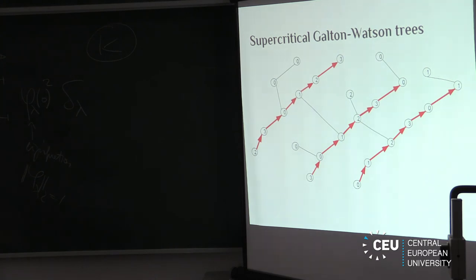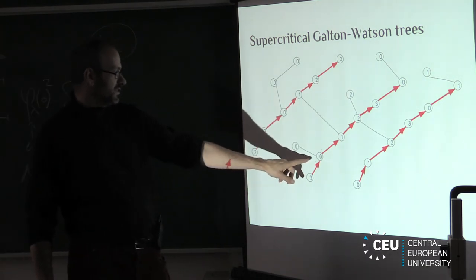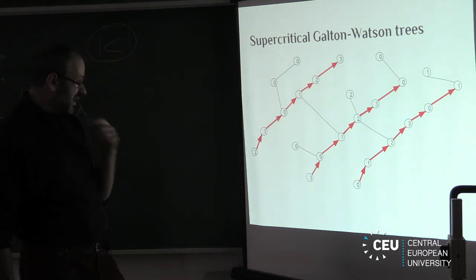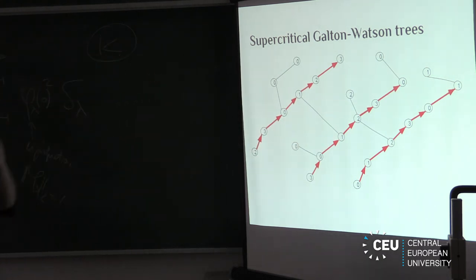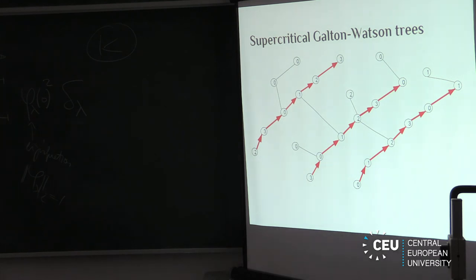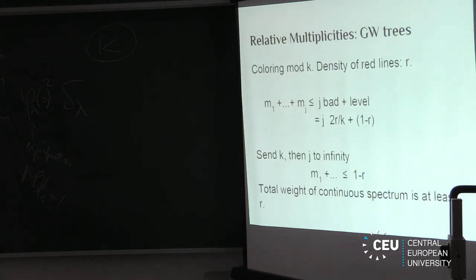And now you just have to count prodigies and things like this. And it turns out, along these lines, all the vertices along the red lines which are labeled 0 or 1 are bad, and everybody else are prodigies. And those vertices which are not on red lines, there are such vertices too, they just turn out to be level when you do this labeling. And using this, you can give this nice multiplicity bound.